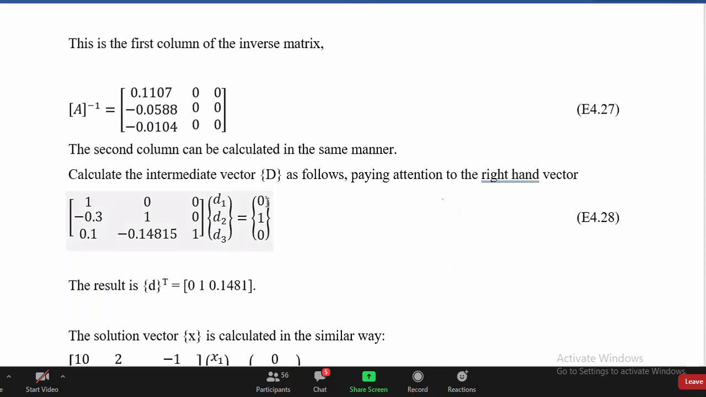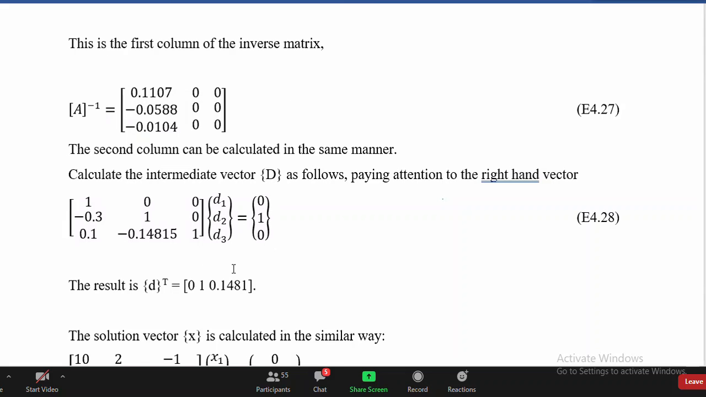Then we do the same thing as I told you. On the right hand side B, we substitute 0 in the first element of this right hand column vector, and then 1 because we want to calculate the second column. We put 1 on the second position of the big column vector, and then we calculate D1, D2, D3 as usual, and that is the value of D1, D2, D3.